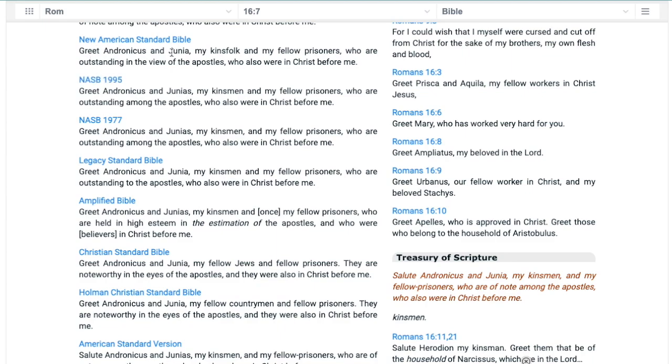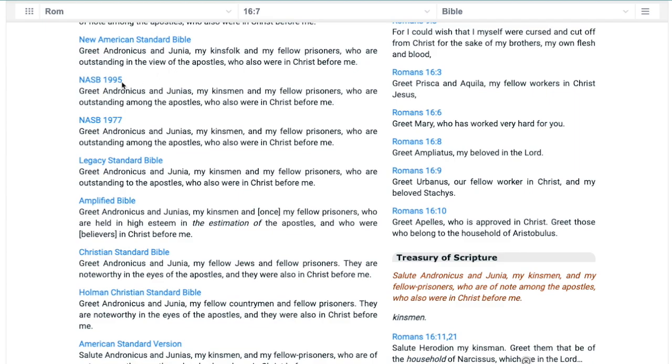So greet Andronicus and Junia, my kinsfolk and my fellow prisoners, who are outstanding in the view of the apostles, who also were in Christ before me. That's way wrong. That's not even close. I don't know where "in the view of" comes from. It's not in the Greek text. So this, once again, is an interpretation based upon a bias, based upon a theology, a dogma they placed upon the text, instead of translating the text for what is really there, okay?